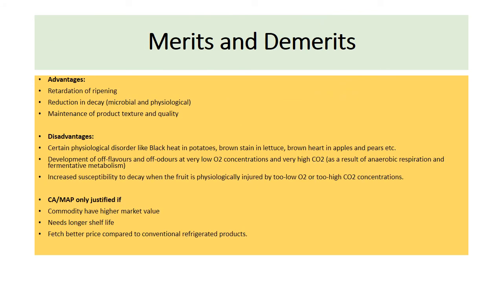Now, if we are talking about the merits and demerits of the controlled atmosphere or modified atmosphere, the advantages are that it retards the ripening of fruits and vegetables, and it also reduces microbial and physiological injuries and physiological decay in the product. It maintains the product texture and quality. In the disadvantages part, certain disorders will develop in the commodities, like black heart in potatoes, brown stain in lettuce, and brown heart in apples and pears.